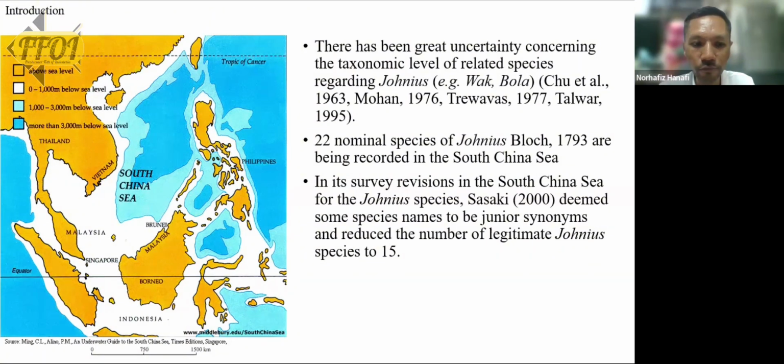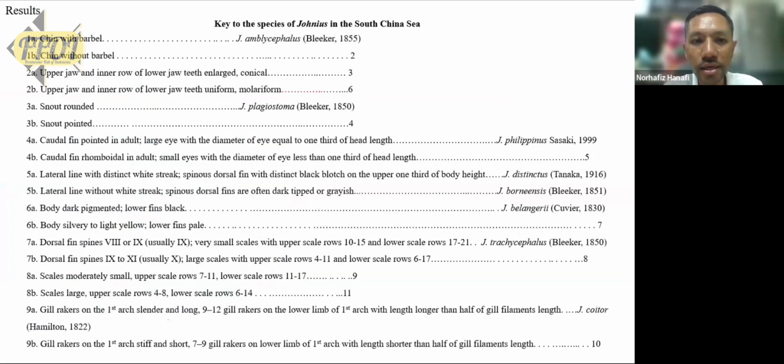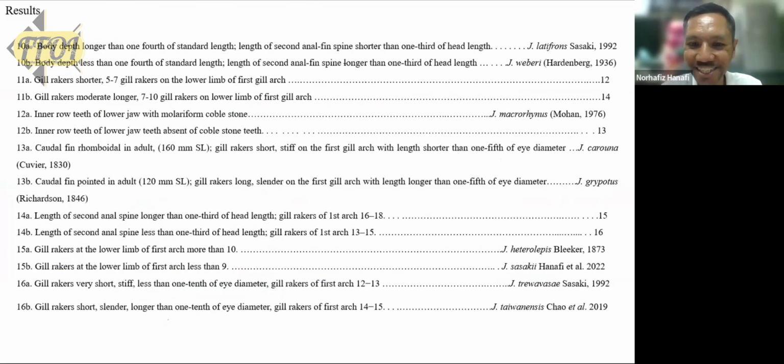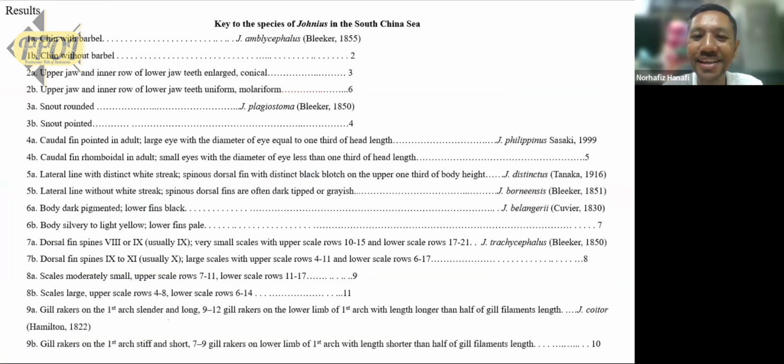That means I will involve Malaysia, Thailand, Vietnam, the Philippines, China, and Taiwan. Wherever the boundary shares the South China Sea, I will revise all of them. So the key to the species of the genus in the South China Sea that I built up is bigger and longer. See, it goes up to 16. Crazy, right? I wrote 2 pages.